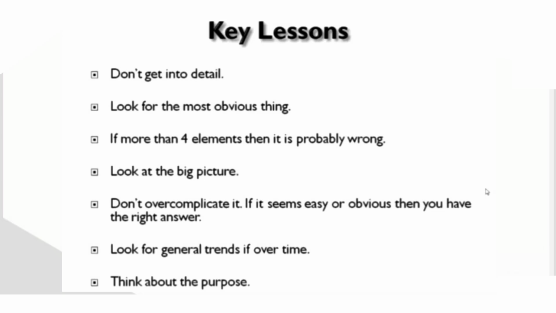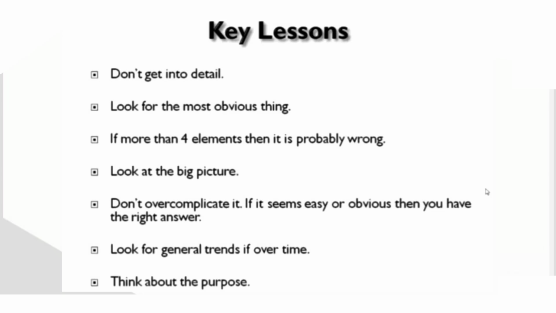The first key lesson is don't get into detail. Second one is look for the most obvious thing. Key features are easy to find and they are the most obvious thing. So you don't have to get in detail. Just pick the most obvious thing you notice first. If more than 4 elements, then it is probably wrong. If you find more than 4 key features, then one among them is wrong because most of the graphs contain 4 main key features, not more than 4.